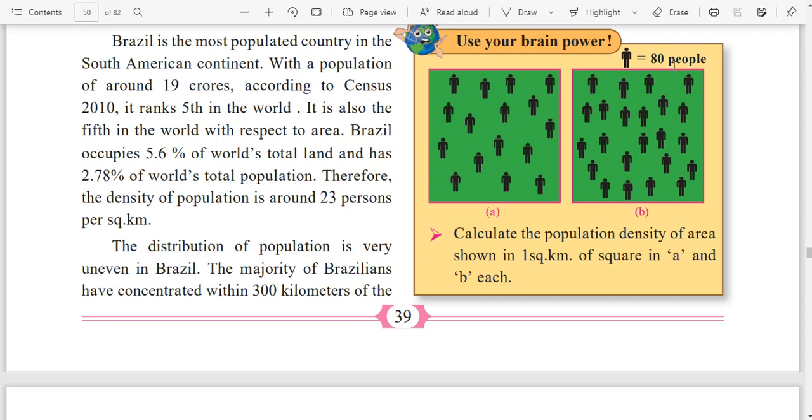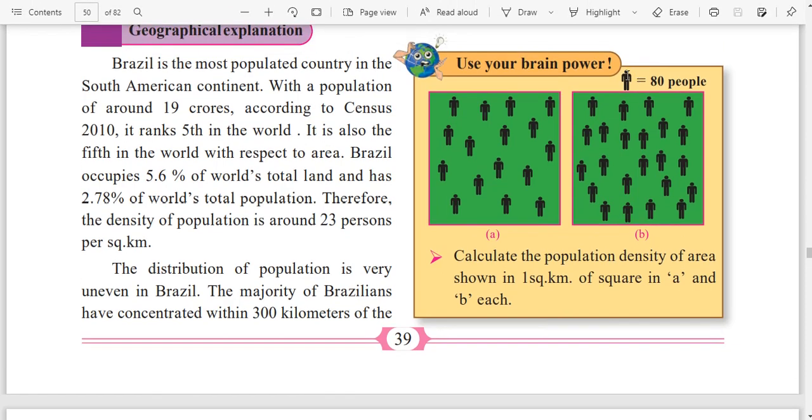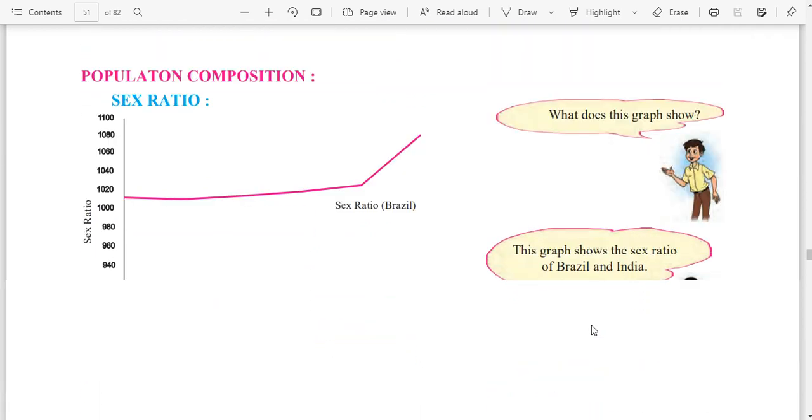Use your brain power. One man figure is equal to 80 people. Calculate the population density of the area shown in 1 square kilometer square in A and B each. So we have to count the number of people and multiply by 80 for each of the two boxes. Then we will get the total population.